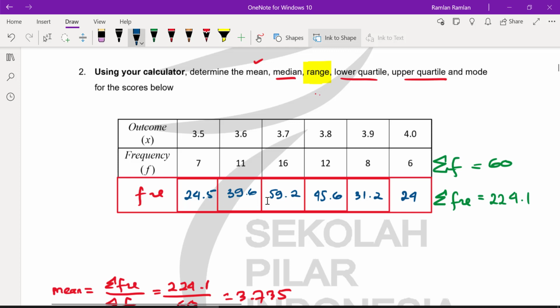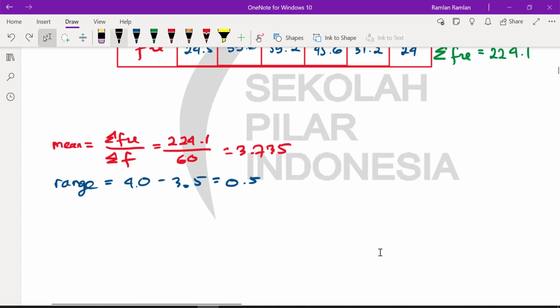Okay, the next easiest one is the mode, right? Just remember that the mode is the data value that comes up the most. We can see it from the frequency. Here, the highest frequency is 16, which means that the mode is 3.7. That is going to be very, very easy, so you can write down here: the mode is equal to 3.7.